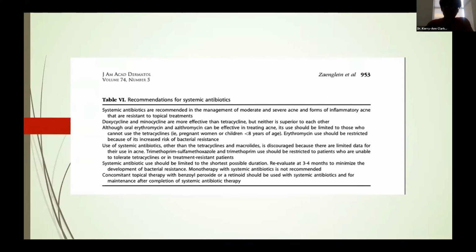So your first line will be your doxycycline and minocycline, the group of tetracyclines. I tend to use doxycycline just because of affordability. The other orals recommended for acne will be your macrolides. You can use erythromycin or azithromycin. These should be second line, so it's only for patients who cannot use the tetracyclines. Erythromycin we don't really use because of increased risk of bacterial resistance.